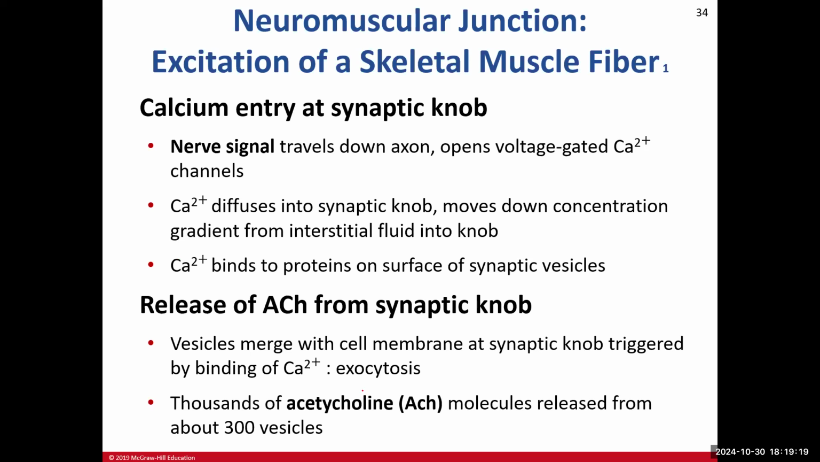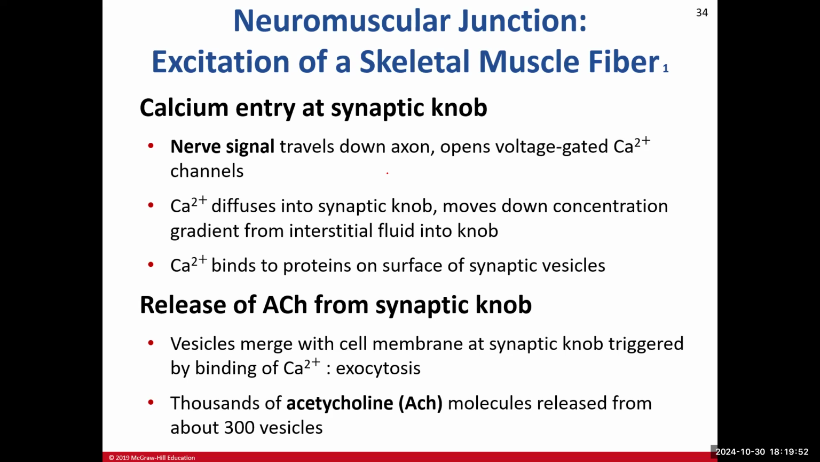Okay, so this is basically explaining to you what I just said. The nerve signal or the action potential travels down the axon. It comes in contact with that first voltage-gated calcium channel. That voltage-gated calcium channel opens up. Calcium moves down its concentration gradient, meaning it moves into the synaptic knob. And then the calcium is going to start to bind onto or cover the surface of the synaptic vesicles.